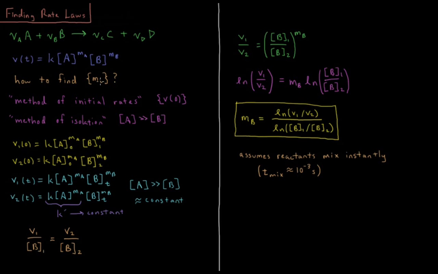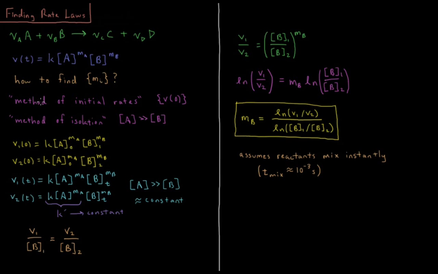Because as we've mentioned, they're not necessarily equal to these stoichiometric coefficients. They can be any value, but typically they're integers that are either 0, 1, or 2, although they can be half integers or other odd values.